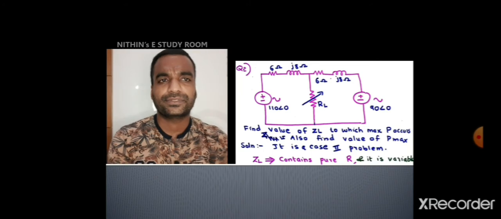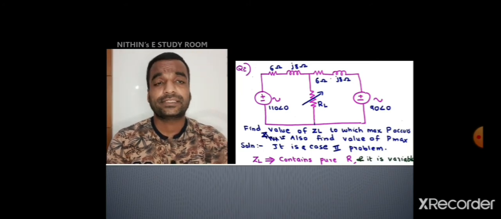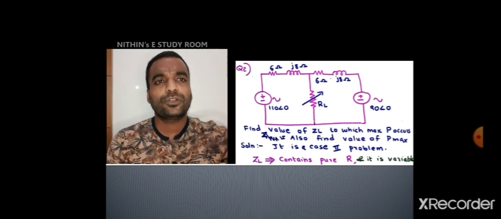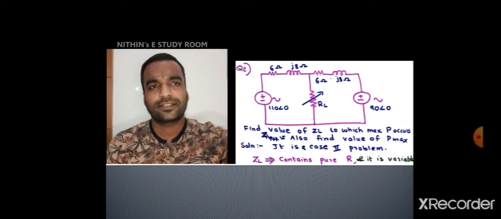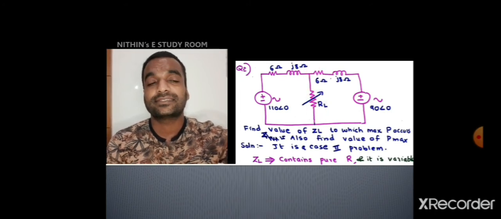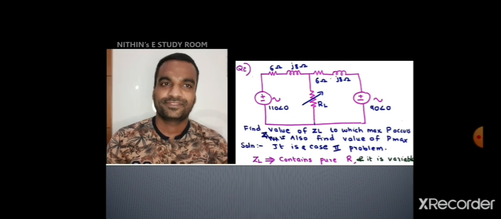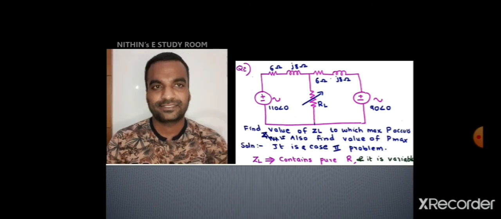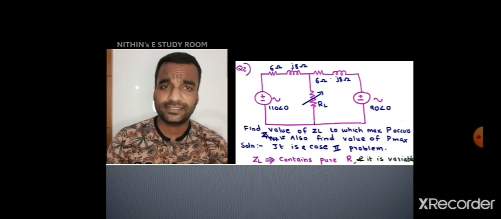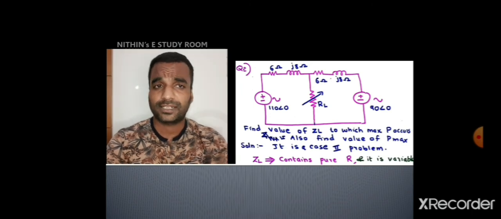This is the second question. Here you can see both the sources are voltage sources. And the load branch, which is also a center branch, is purely resistive, and that is a variable resistance. So you are permitted to vary the resistance alone for getting maximum power transfer.